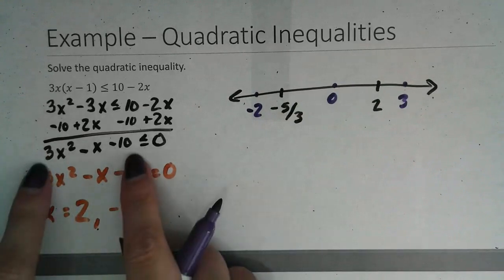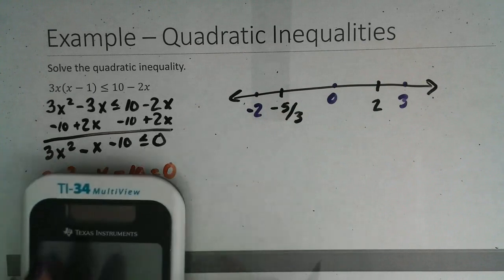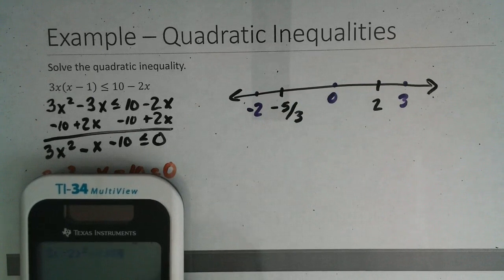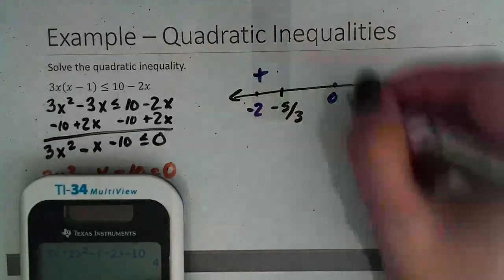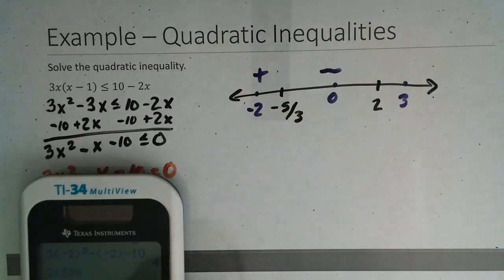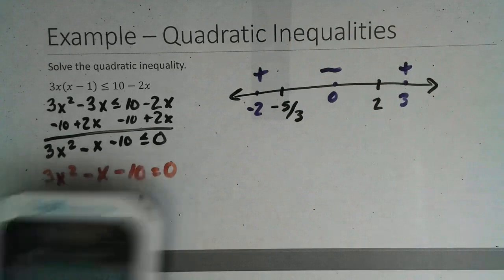I need to plug them into the expression that has 0 on the other side. I just want to see if it's positive or negative. So 3 times negative 2 squared minus negative 2 minus 10 is equal to 4, which is positive. If I plug in 0, I'll get a negative 10, which is negative. If I plug in positive 3, I'll have 3 times 3 squared minus 3 minus 10, which is a positive 14.